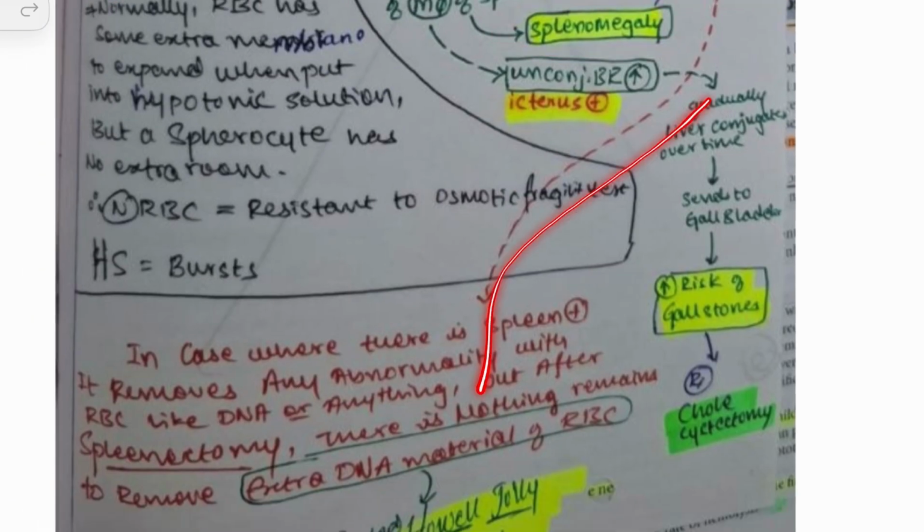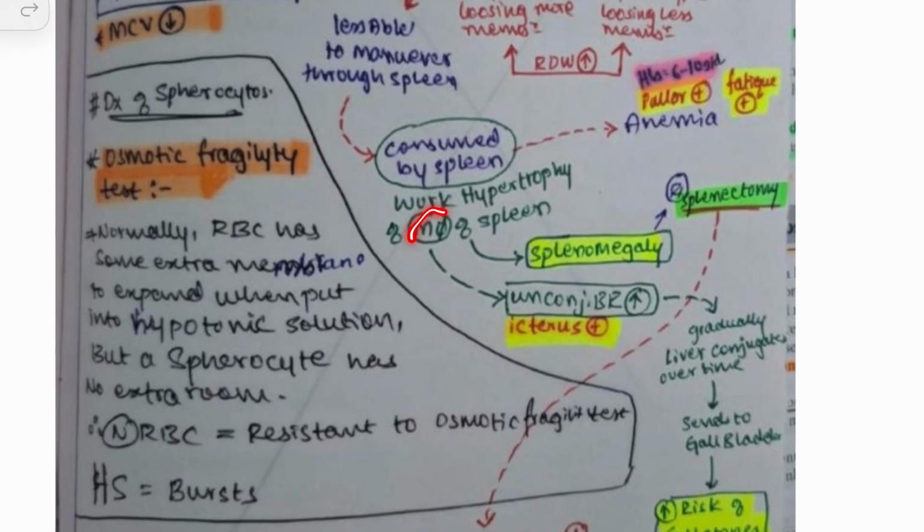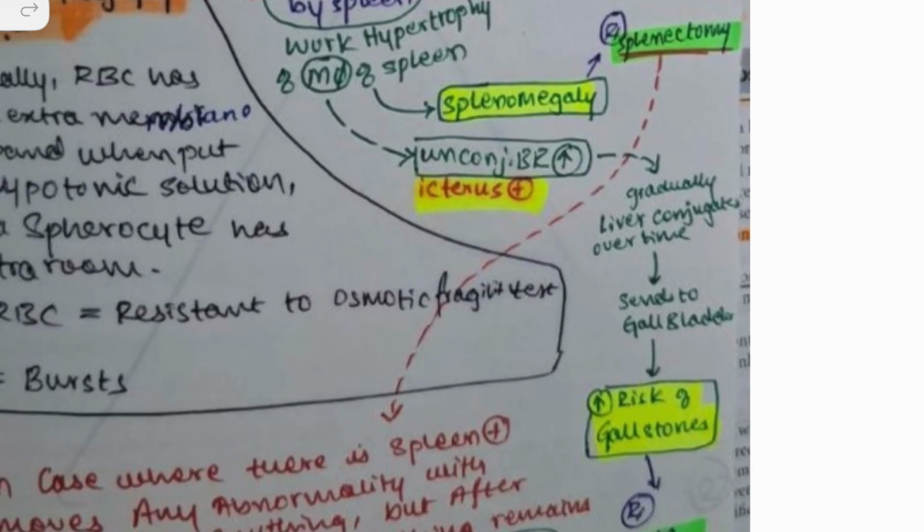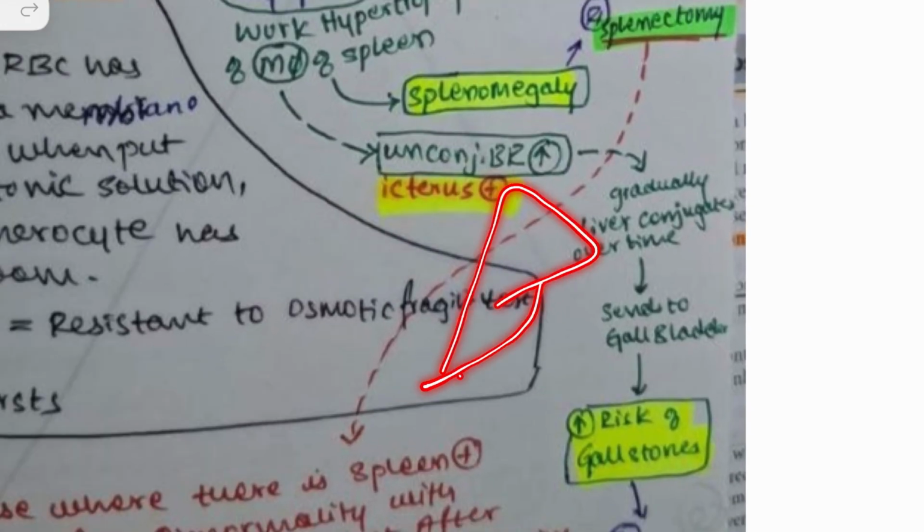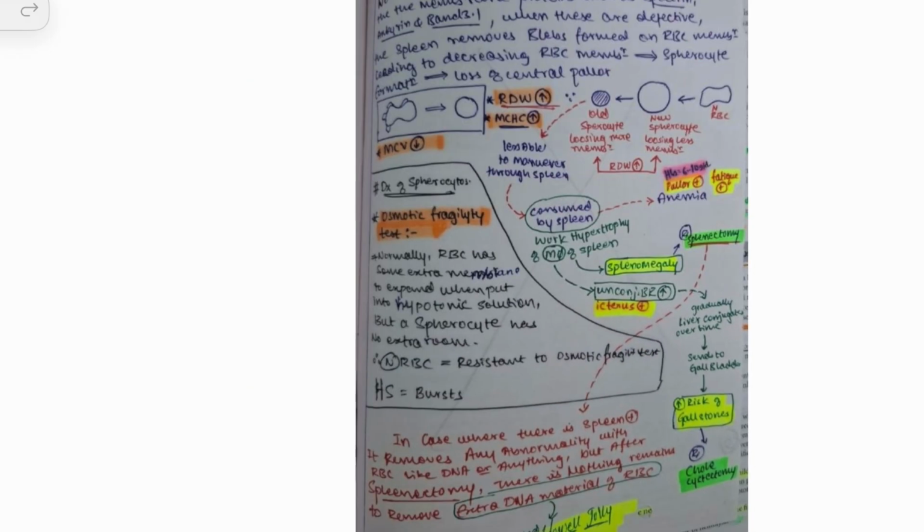In splenectomy patients, we observe the Howell-Jolly bodies. Macrophages come from the liver, and unconjugated bilirubin will increase. That's why icterus is seen. Gradually the liver starts recovering, and it sends the conjugated bilirubin to the gallbladder. The gallbladder forms gallstones. That's why we have to do cholecystectomy in this patient.